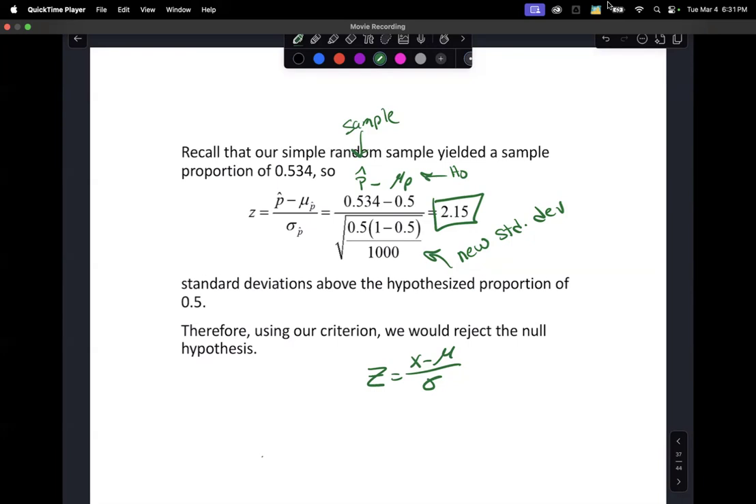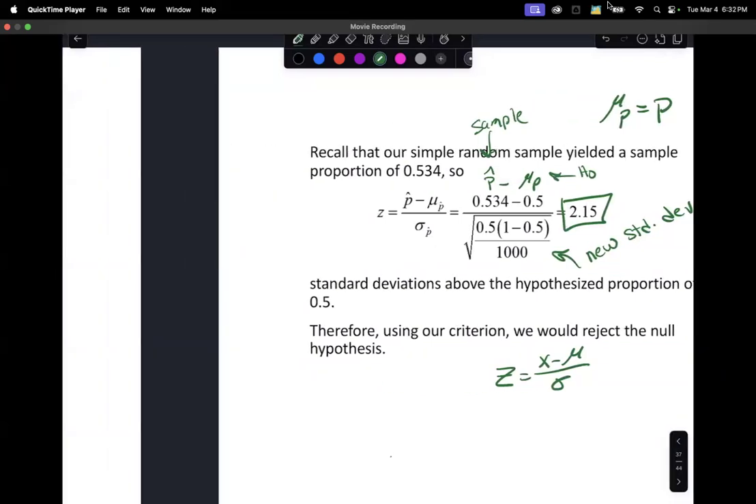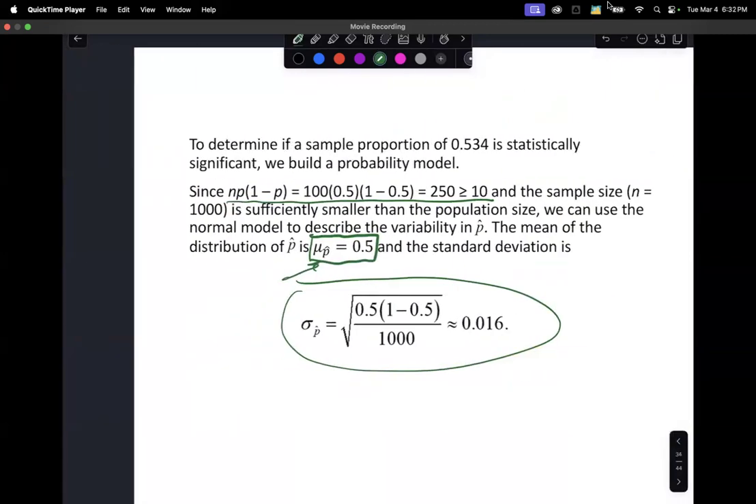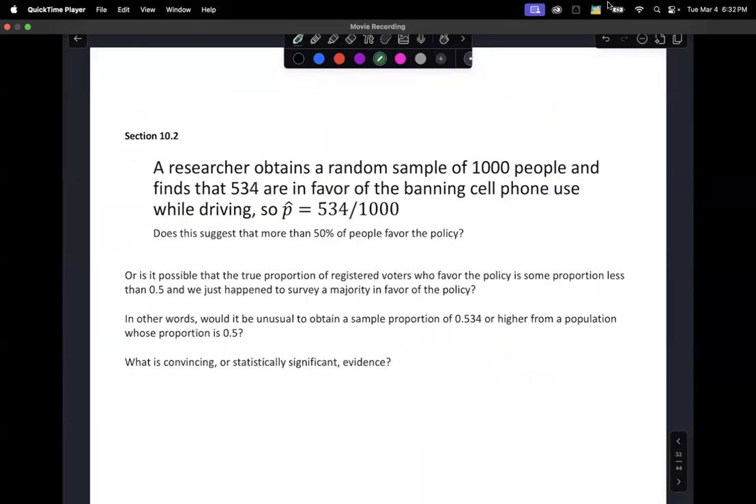This was the mean. Remember in 8.2 when we talked about our mean sub p equals the proportion? When they give us a population proportion, we call that our mean. And in our story back here, we are saying that we think 50% of the people favor banning cell phones. That's my null hypothesis. This is H naught right here, the 50% of the people.